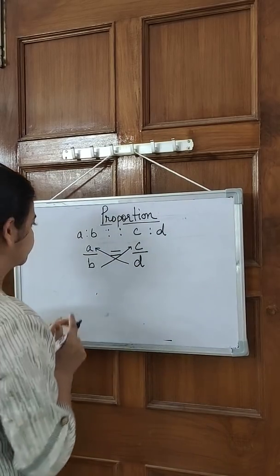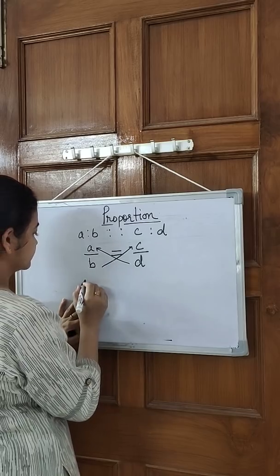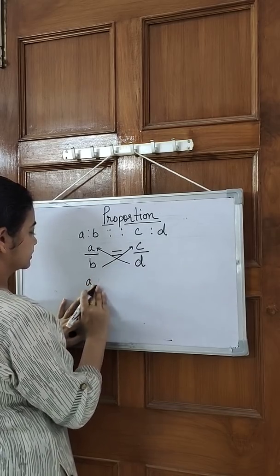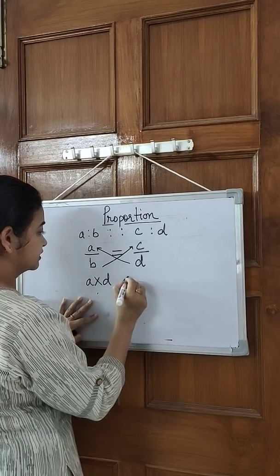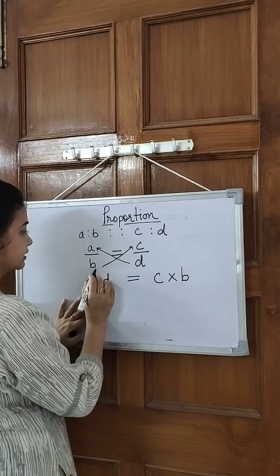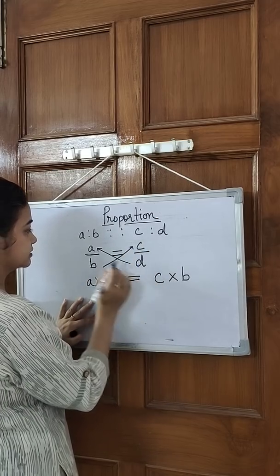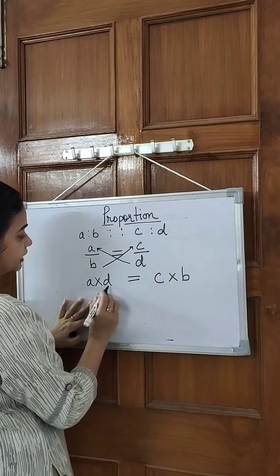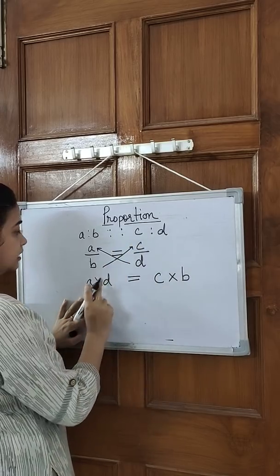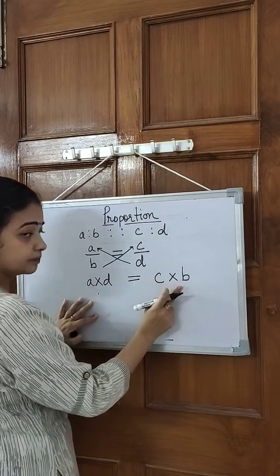I can cross multiply. So what I can write here is A and D, or we can say A multiplied by D is equal to C multiplied by B. I am bringing this B here and I am bringing this D here. So A multiplied by D. Right now they are in division. When you cross multiply, they become multiplication.